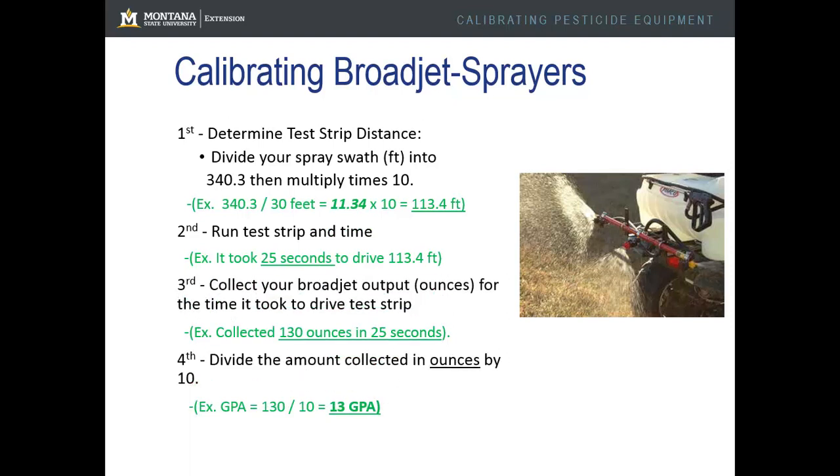Finally, you would divide what you collected by 10 to deliver the GPA. By dividing 130 ounces collected by 10, you calculate your broad jet is delivering 13 gallons per acre. So, the only differences between calibrating the boom and broad jet sprayers is multiplying times 10 to obtain course test strip distance and dividing the ounces collected by 10 to obtain the total output in gallons per acre if calibrating broad jet sprayers.